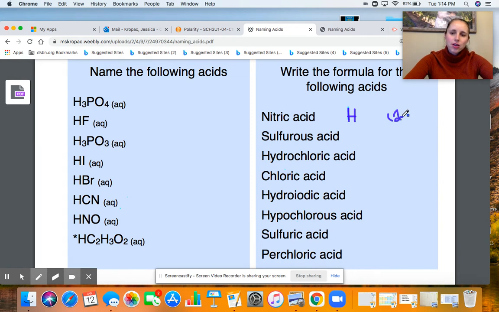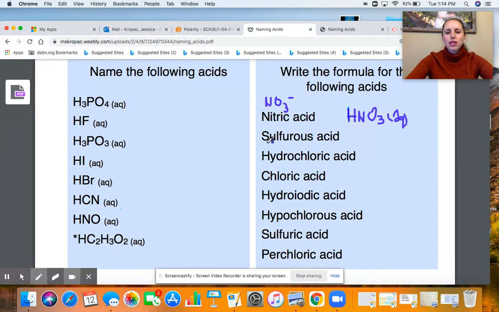Now I just need to figure out what nitric is. It's got an ic ending, so I'm looking for the polyatomic compound that has an ate ending and has nitr as a root. Well, that's going to be nitrate. Nitrate is NO3, and nitrate has a charge of -1. Since hydrogen has a charge of +1 and nitrate has a charge of -1, we don't have to do the crossing over. We're just going to call this HNO3. This is an example of nitric acid.